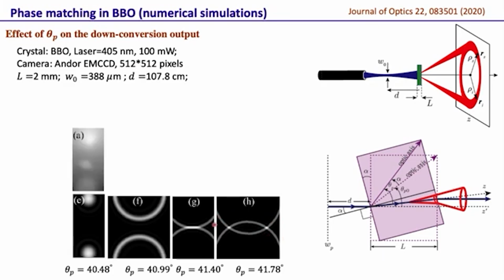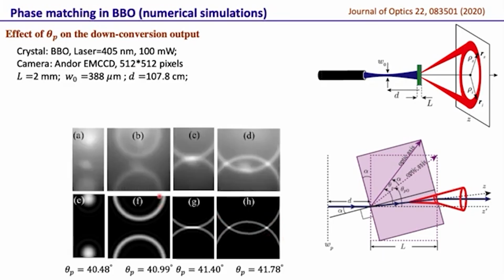We also did an experiment where we can see a very similar effect, but here the background is quite significant, because the crystal we were using is actually meant for type 1. If we rotate the crystal to 40 degrees, although one can see the phase matching, because of the large angle there is a lot of scattering. But other than the scattering, we do see all these effects in the experiments as well. So that's the effect of theta p on the phase matching.